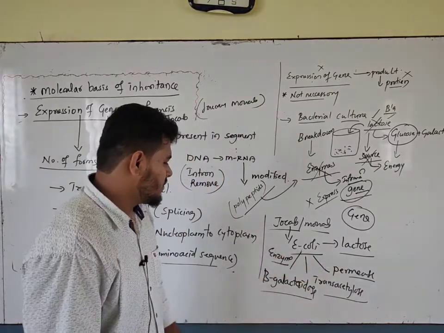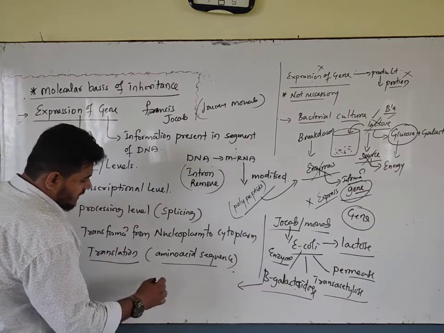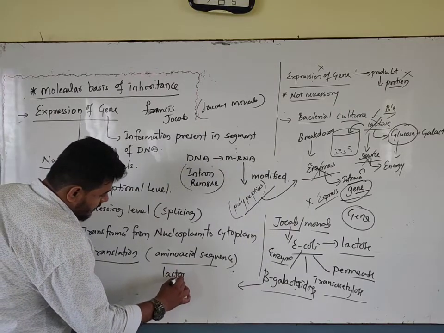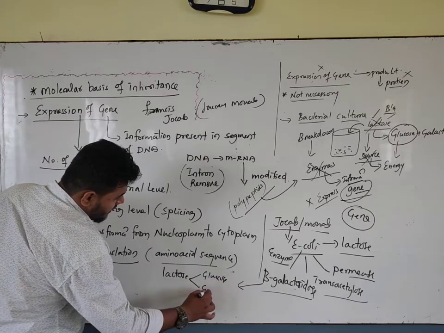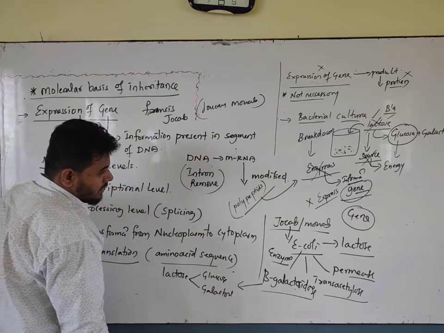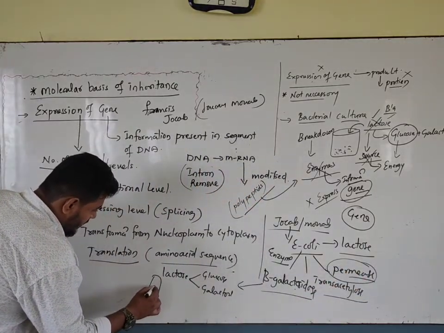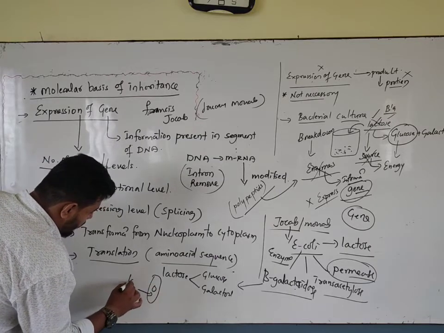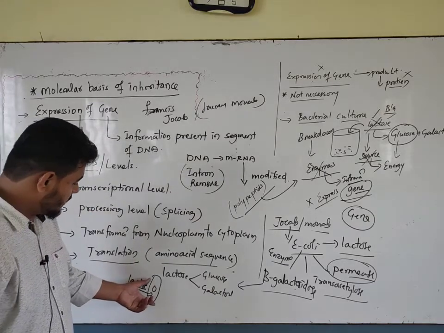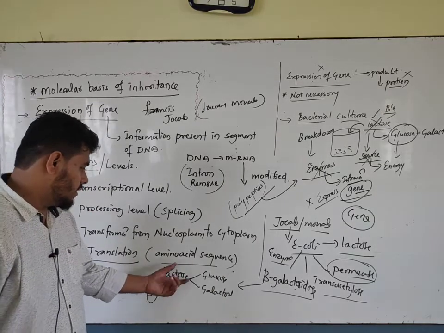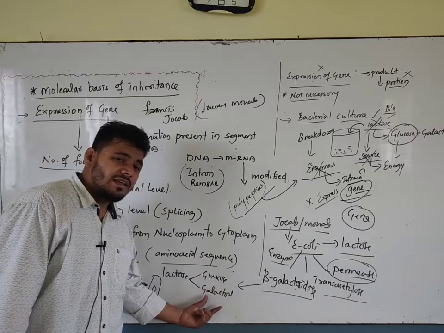Okay, so polycistronic genes. So beta galactosidase divides lactose into glucose and galactose. Permease will take more lactose inside the cell. This beta galactosidase converts that lactose into glucose and galactose.